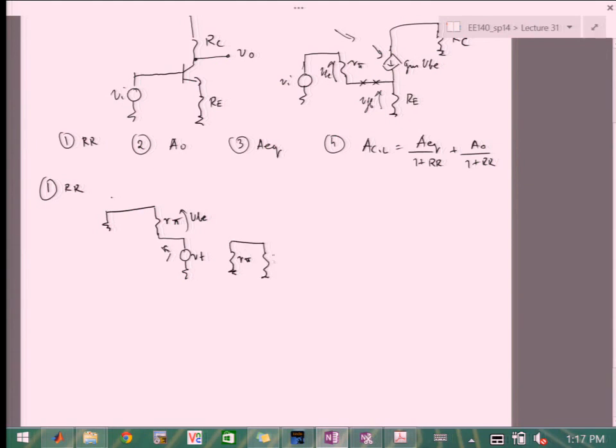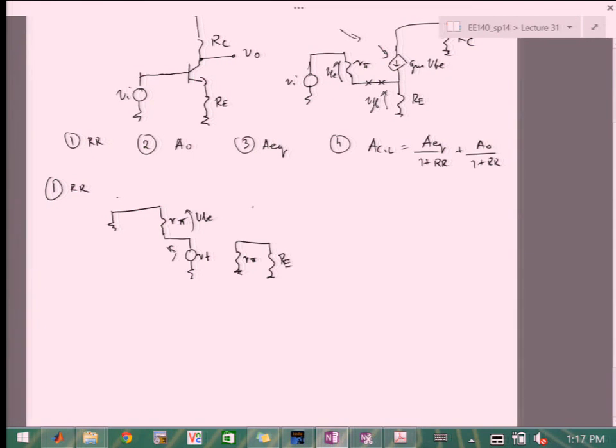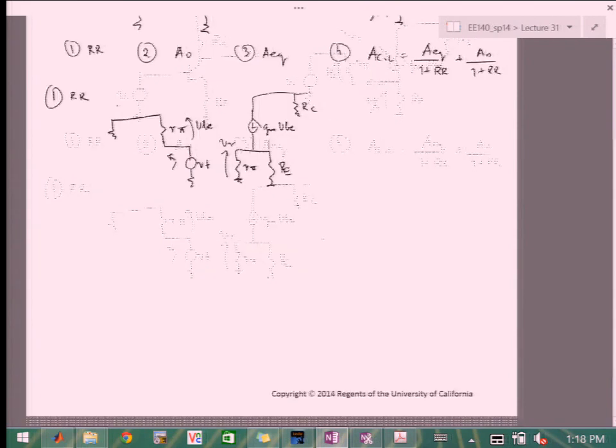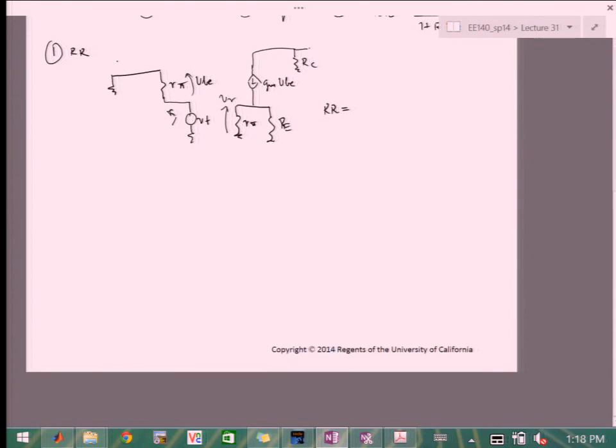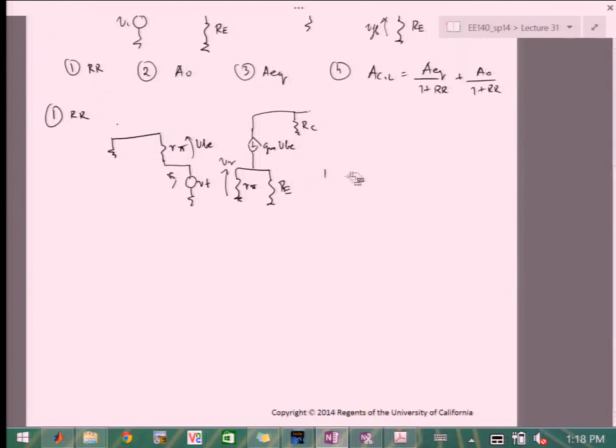And then have RE. And then we're going to measure the return right on that termination. So the return ratio will then be, well, let's first calculate VR.